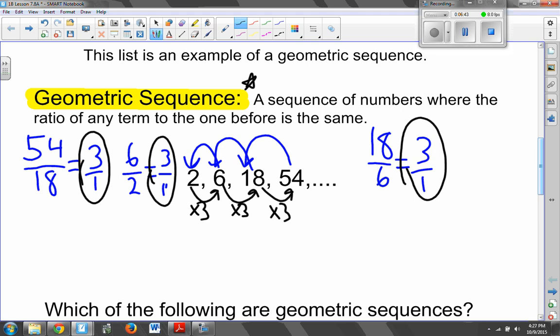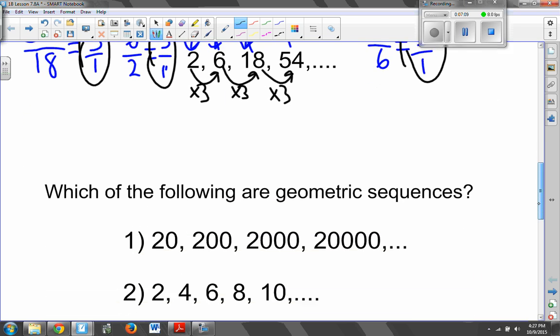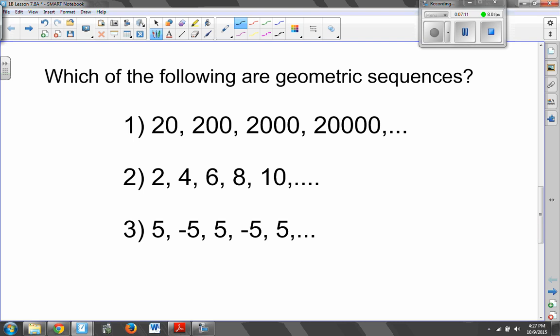Okay, so a geometric sequence is one where you times by the same number over and over and over and over again to get the next value in your sequence. All right, so two ways to look at it. We can either divide by the one before it and see that it's the same number, or see the pattern of multiplying continually by the same number over and over again. All right? So your job then is to decide, is this a geometric sequence or not? Starting here with number 1.